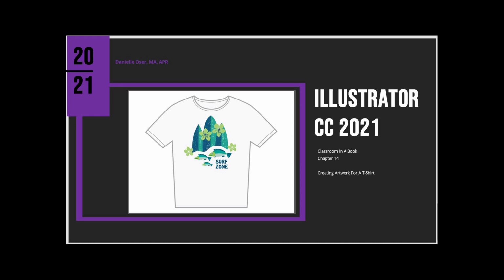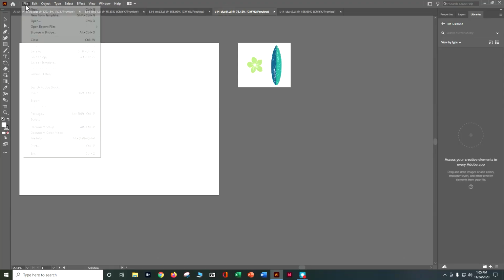Welcome to Adobe Illustrator CC 2021 Classroom in a Book, Chapter 14, Creating Artwork for a T-Shirt. This is Part 1. So with this one, let's go ahead and open that L14 Start 1 and do a File Save As.